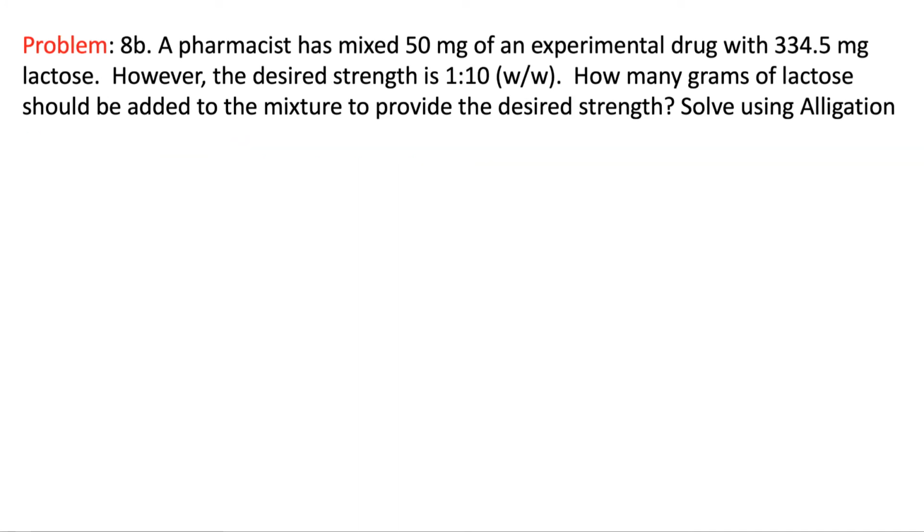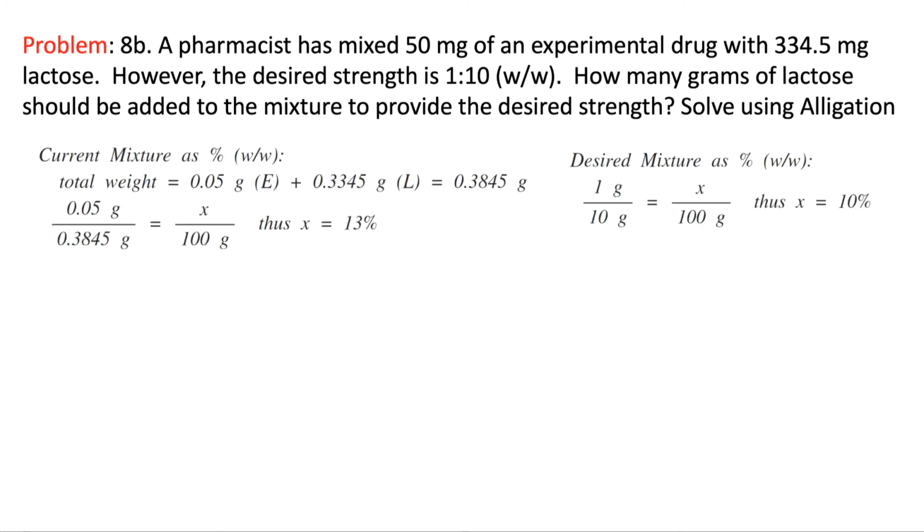Because the second part to this question is to answer this same question, but instead of using the algebra or the direct method, we are going to solve it using alligation. The good news is that we've already done some of this work. Since it's the same question with the same amounts, we know that we're starting with a 13% and we want to add lactose till we get a 10%.